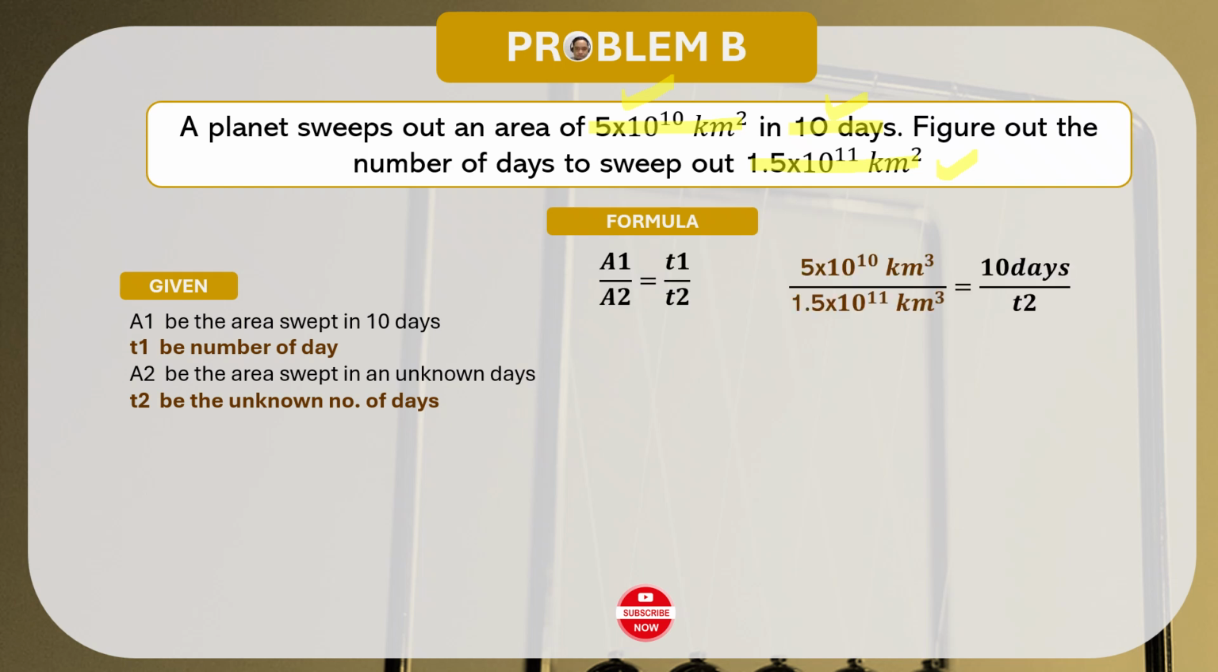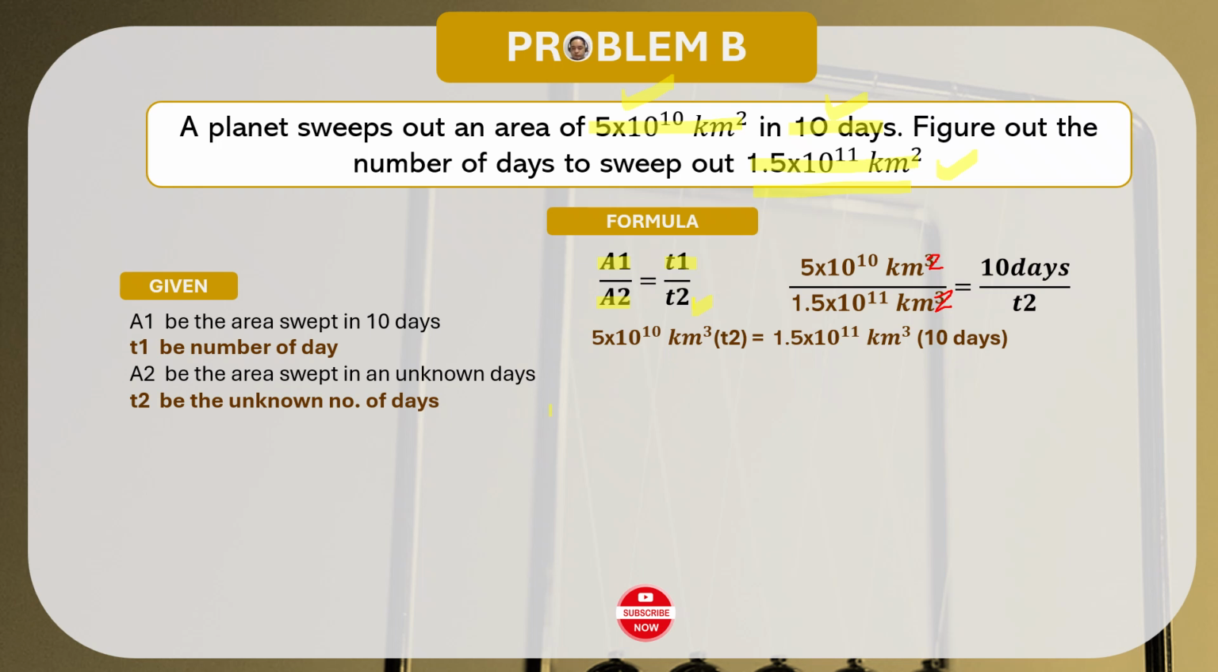We can use this formula, A1 over A2 equals period 1 over period 2, in days, not in seconds. So you will substitute A1, and we have 10 days here for our period, and A2, 1.5 times 10 raised to 11, and we do not have T2. So we need to find T2 here. Let's substitute. And it must be squared because we're not dealing with volume here. It is area. So we can have 2 in that case.